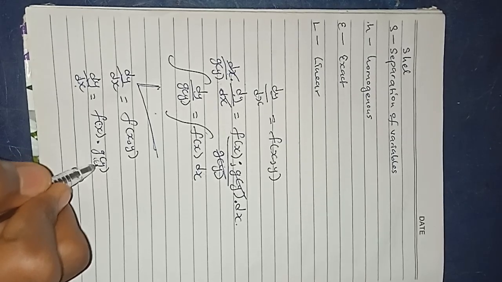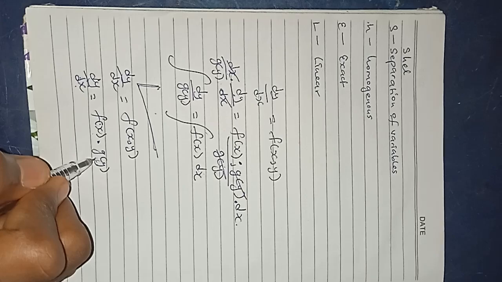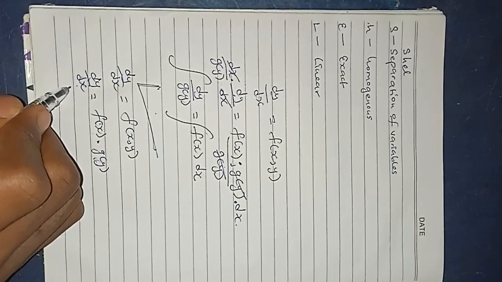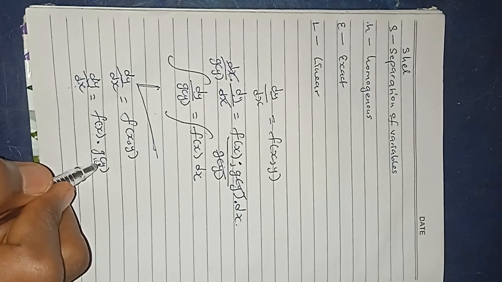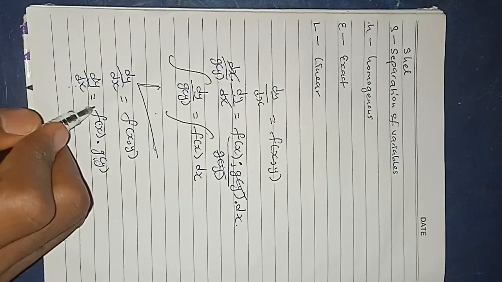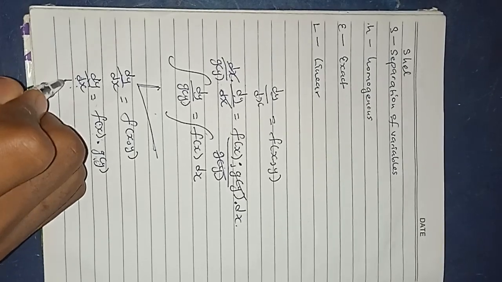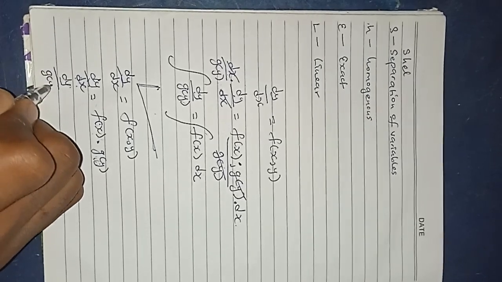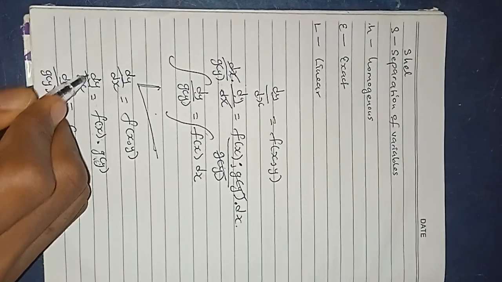Look, g of y is multiplying f of x. It is multiplying on the right hand side. Once you move it over to the left hand side, it's going to divide, because it is multiplying on the right hand side. Once it crosses over this equal sign to the left hand side, it's going to divide. So you have dy over g of y, which is equal to f of x.